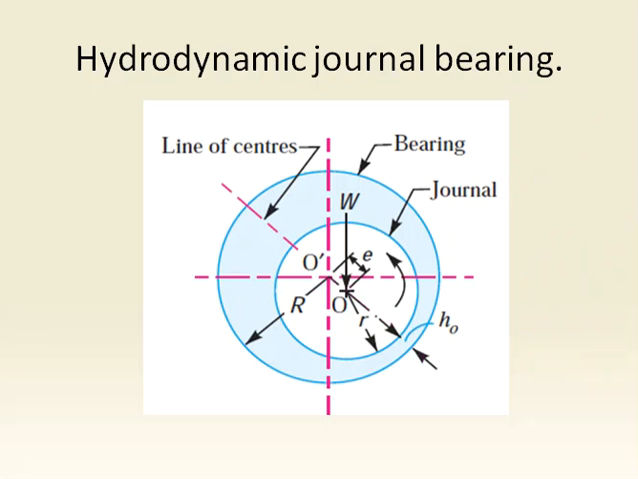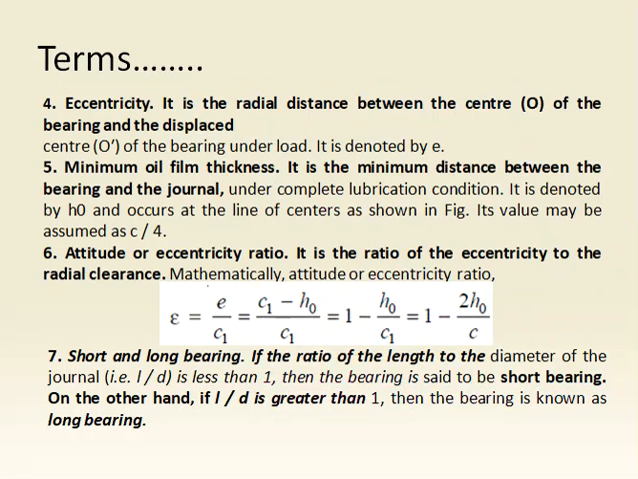Coming to the terms again. I already told you eccentricity e is equal to C1 minus h naught, and the eccentricity ratio is that divided by C1. So I can write 1 minus h naught by C1. I can write it like this also, 1 minus 2 h naught by C, because C1 is equal to C by 2. Sorry guys, C1 is equal to C by 2.